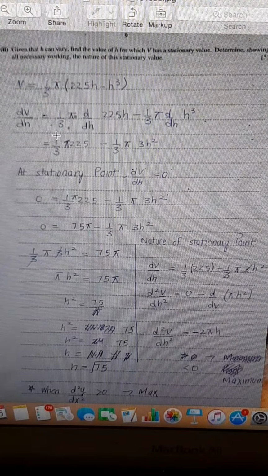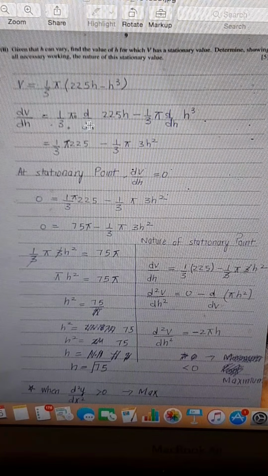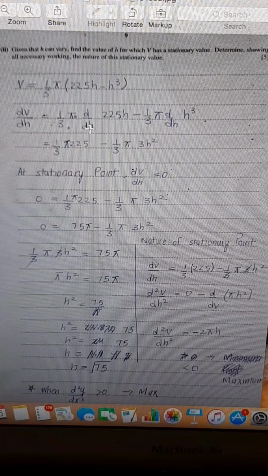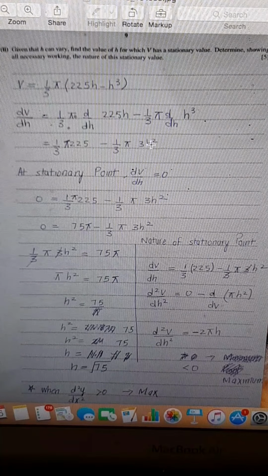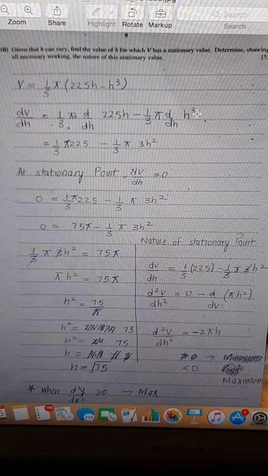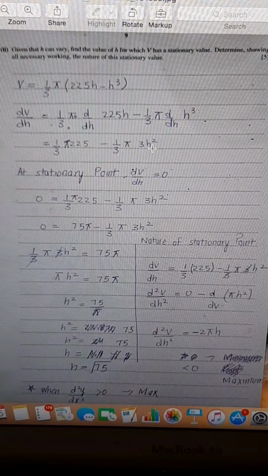Now from here 1/3 pi and 225 will not be affected. However, the derivative of h with respect to h, that is dh by dh, is 1, minus 1/3 pi. The derivative of h cubed with respect to h is 3h squared. By the rule of derivatives, the power is 3, you have shifted the power down and you have decreased the power by 1. Now this is dV over dh.